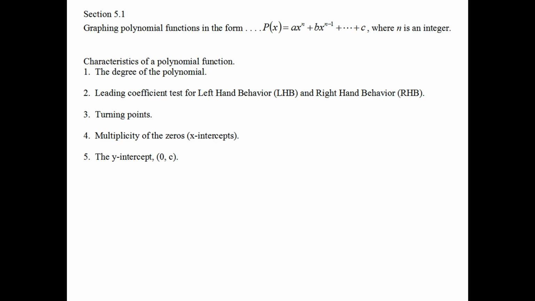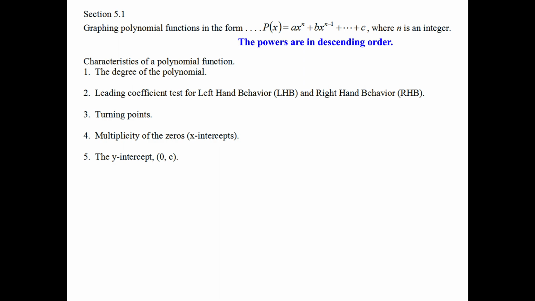All right, welcome to section 5.1. We're going to be looking at graphing polynomial functions based on their characteristics. So first, our polynomial function p of x is we want our terms to have our powers in descending order with the constant at the end. It's important to understand that your powers must be positive integers.